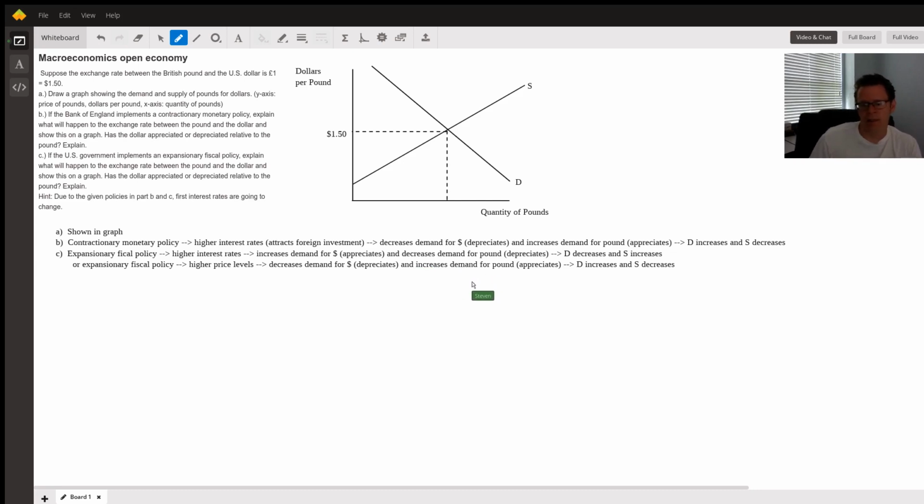So there's two approaches to this, but the main point is that in both cases, B and C, you're leading to higher interest rates. Okay, I hope that helps.